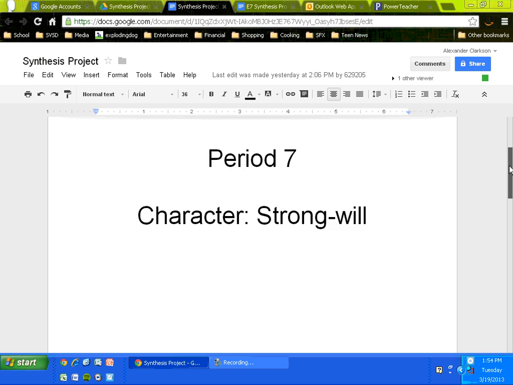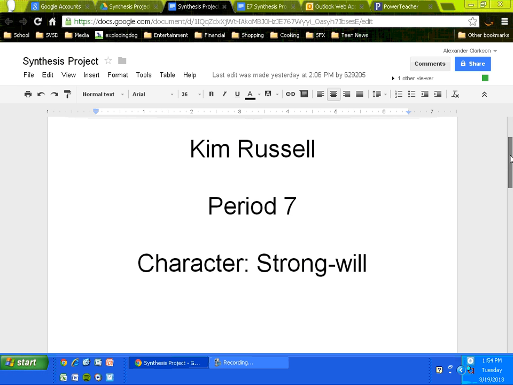Hey. There we go. Strong will. Positive or negative? Positive. So we don't want to use the word stubborn. Story from unit? That October. Rudy? Movie? Breaking Dawn Part 1, character? Huh? Okay.